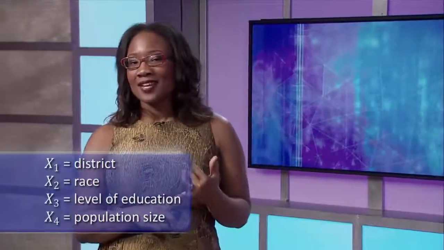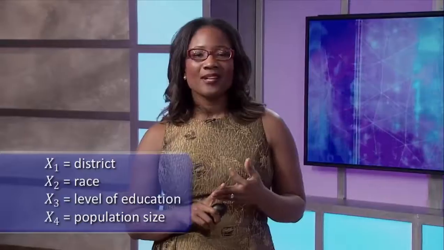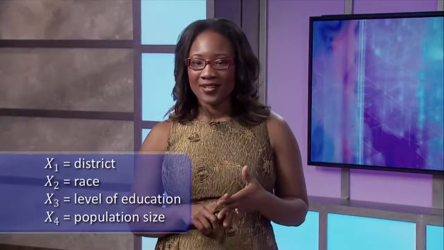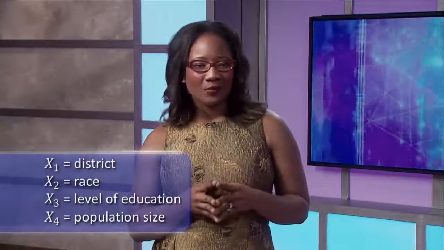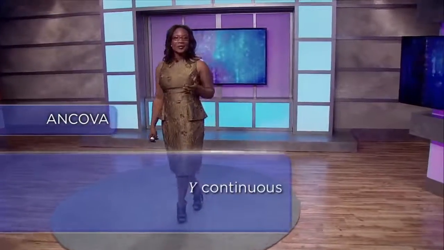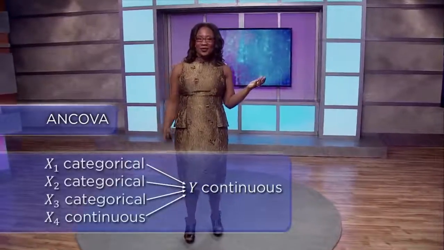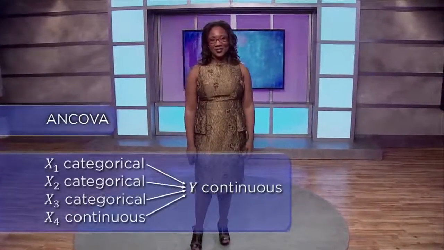All right, one more. You've been hired to determine the unemployment rate for the city of Los Angeles. You decide to model the response variable Y as unemployment rate, and your explanatory variables are X1 equals the district, X2 is race, X3 is level of education, and X4 is population size. What would you use in this case? ANOVA, ANCOVA, or MANOVA? Well, hopefully you said ANCOVA, because here we have a single continuous Y, but we've got both categorical and continuous predictor X variables.